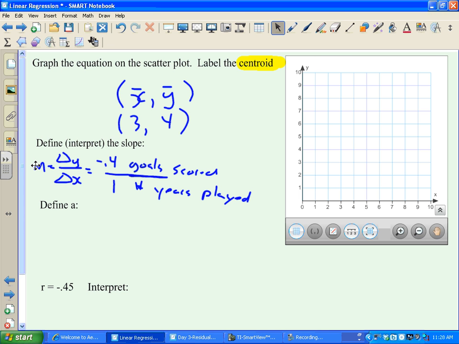If you see the slope as a fraction, interpret it as a fraction. For every 5 years I play, I'll score 2 fewer goals. Or a player will score, on average, 2 fewer goals. You guys okay with that?